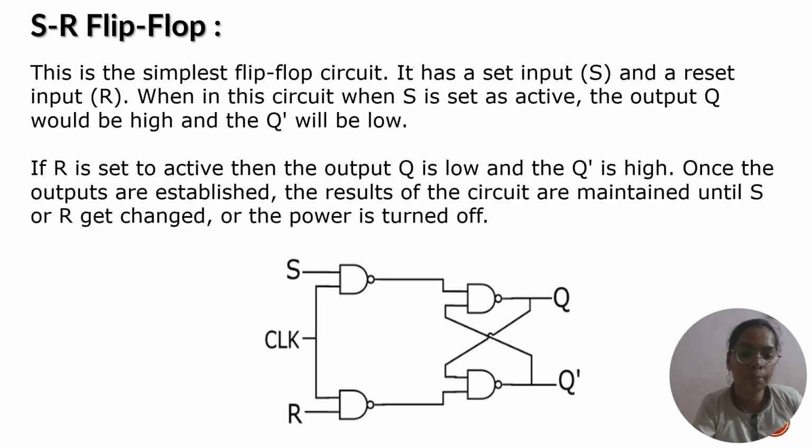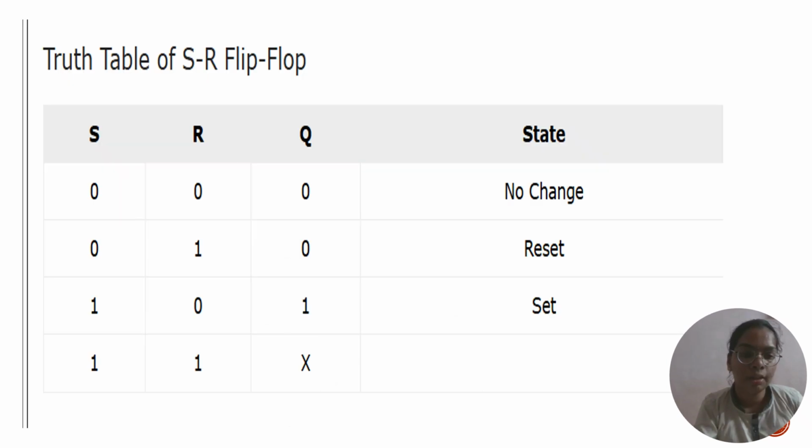The SR flip-flop circuit diagram is shown below. The truth table of SR flip-flop: when both the inputs are high, the output is the forbidden state or undetermined state. When both the inputs are 0, no change. When R is 1, the state is reset, and when S is 1, the state is set.